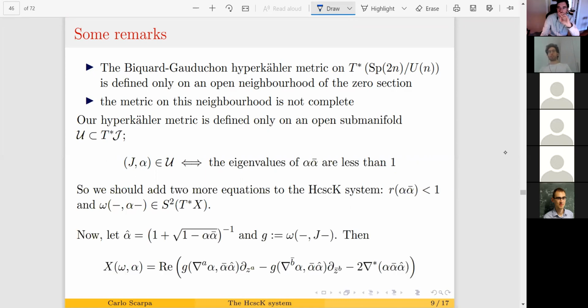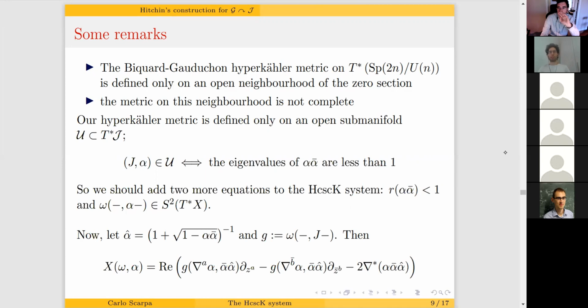Okay, so with everything in mind, now we can give an expression for that vector field that appeared in the previous slide. So alpha alpha bar is similar to a Hermitian matrix, positive definite. And since its eigenvalues are less than 1, this identity minus alpha alpha bar is still positive definite. And we can take its square root. Then take its inverse, and this gives us a new endomorphism alpha hat.